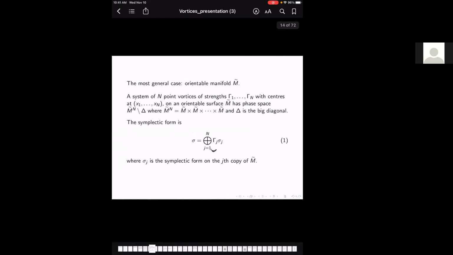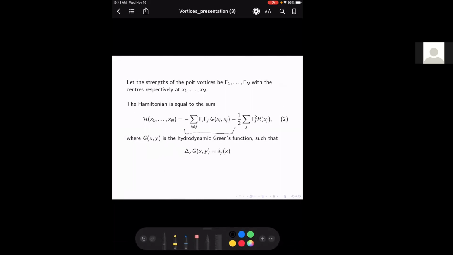Now, the Hamiltonian is another matter. It has a more complicated form. So once again, we suppose that centers are x1 through xn, and point vortex strengths are gamma 1 through gamma n, some scalars. The Hamiltonian then is going to be equal to the sum of minus gamma i gamma j g(xi, xj), minus 1 half gamma j squared R(xj), where g(xi, xj) is the Green's function on the manifold M tilde, i.e. by definition, the function whose Laplacian at the point x gives us the Dirac delta function.